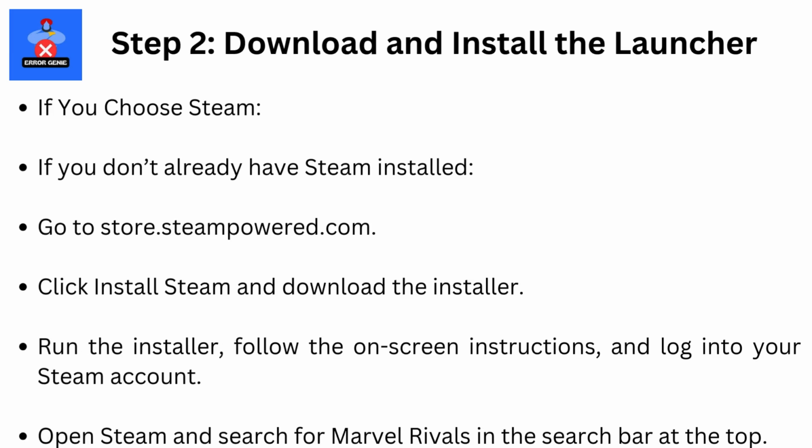Step 2. Download and install the launcher. If you choose Steam, and you don't already have Steam installed, go to store.steampowered.com. Click Install Steam and download the installer. Run the installer, follow the on-screen instructions, and log into your Steam account. Open Steam and search for Marvel Rivals in the search bar at the top.